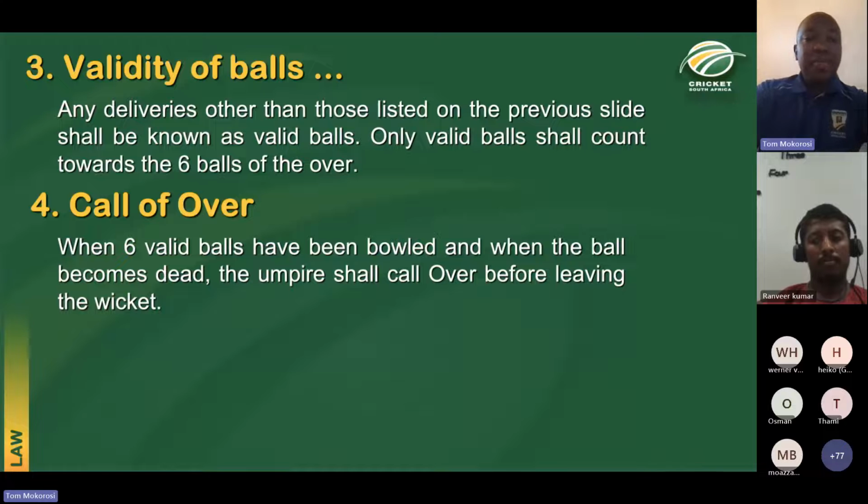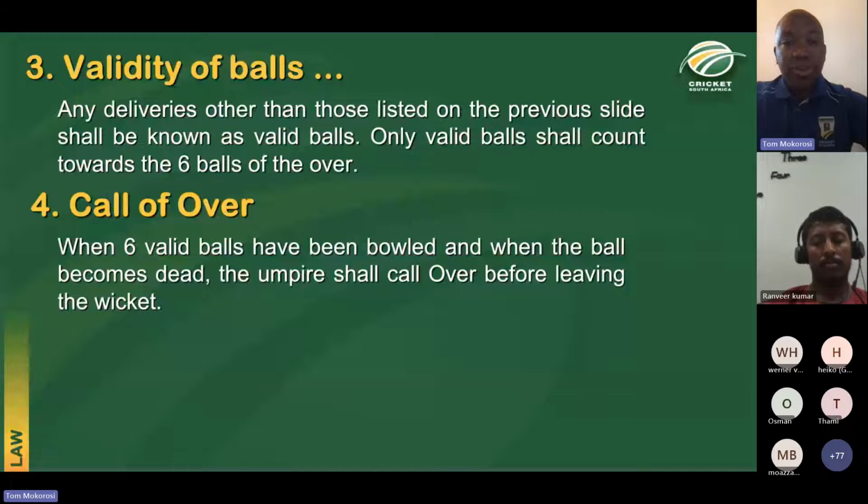When do we call over as umpires? When 6 valid deliveries have been bowled and when the ball becomes dead after the 6th valid delivery, the umpire shall call over before leaving his or her position behind the stumps at the bowler's end. Good umpiring practice is for you as the bowler's end umpire to wait for your partner to walk from striker's end towards bowler's end at his or her end, so that you can watch that players do not step into the protected area of the pitch.